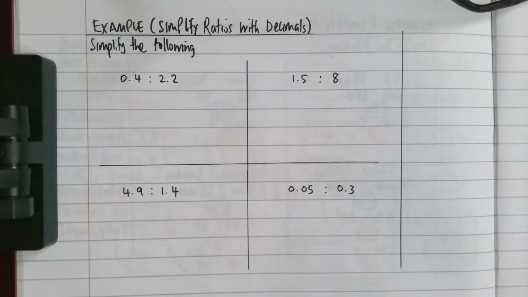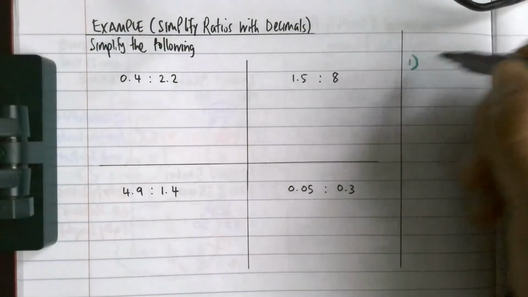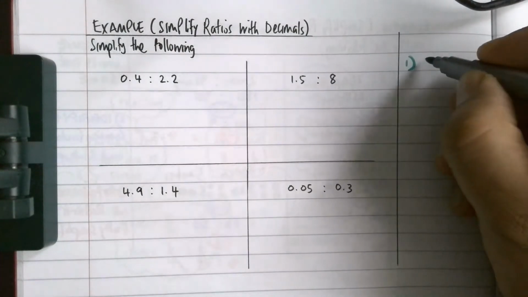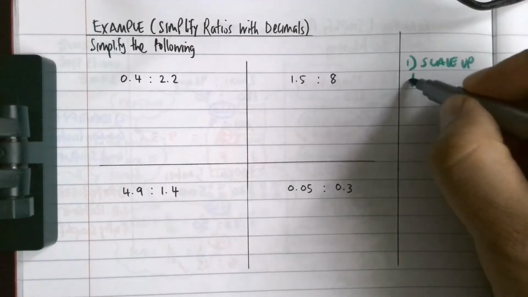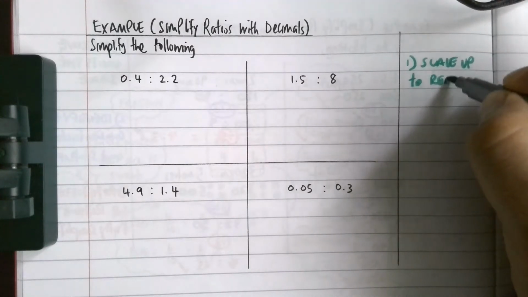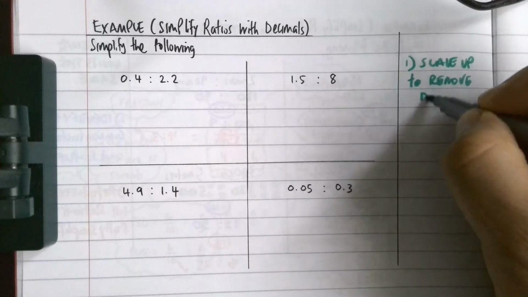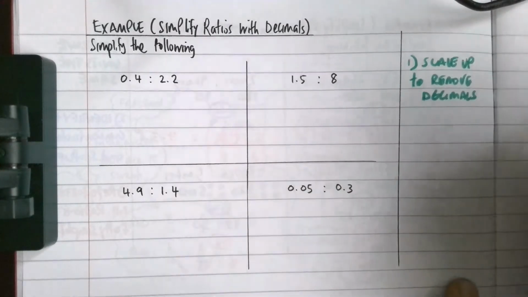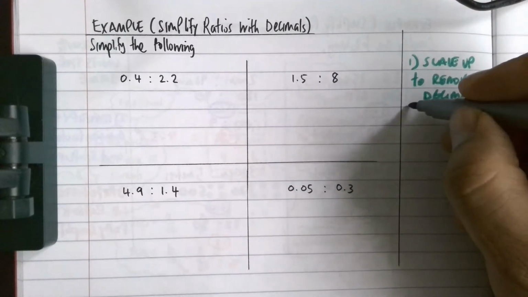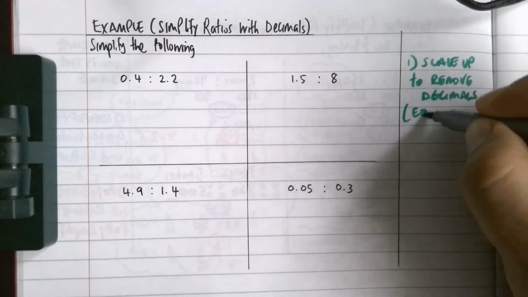Well, when we're looking at simplifying ratios, this time we have decimals in the ratio. So the first step is to scale up the ratios. In other words, looking for an equivalent ratio that doesn't have decimals in it. So we're going to remove the decimals by looking for an equivalent ratio. We're going to do that by scaling up.